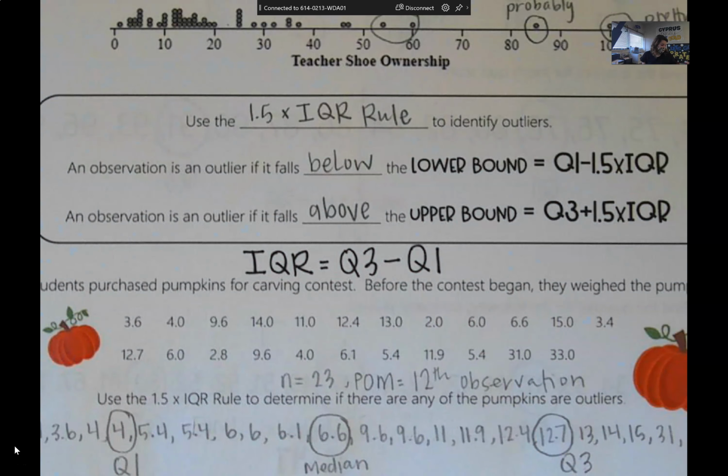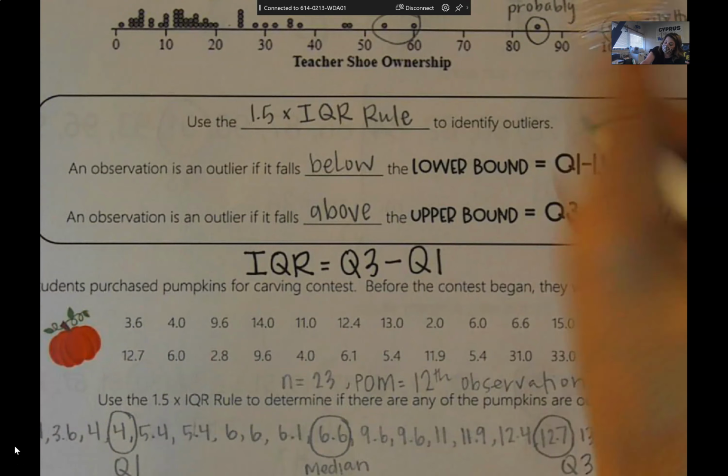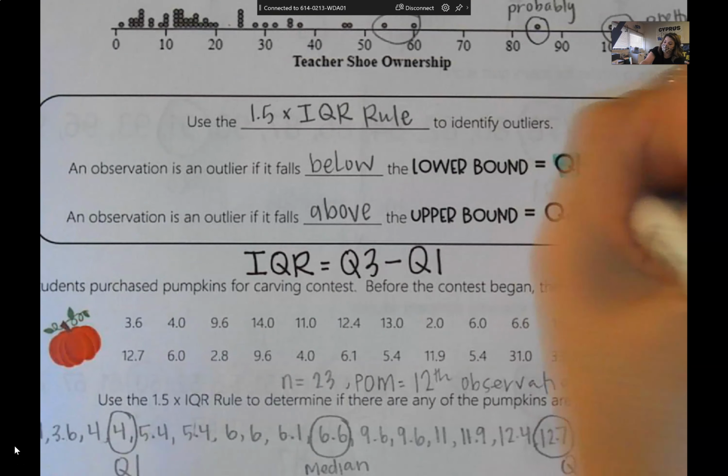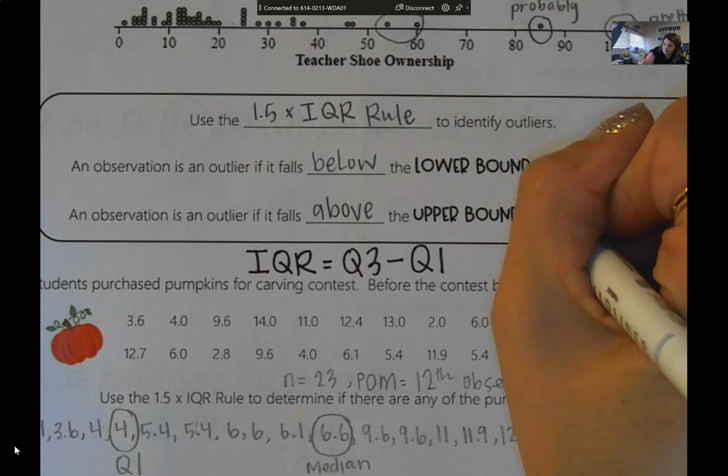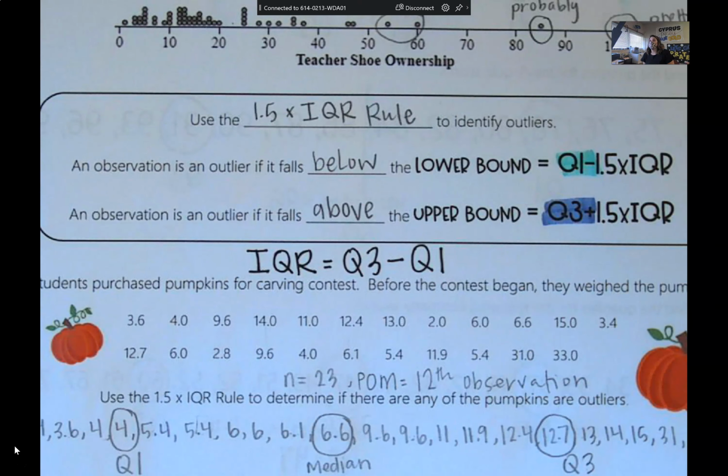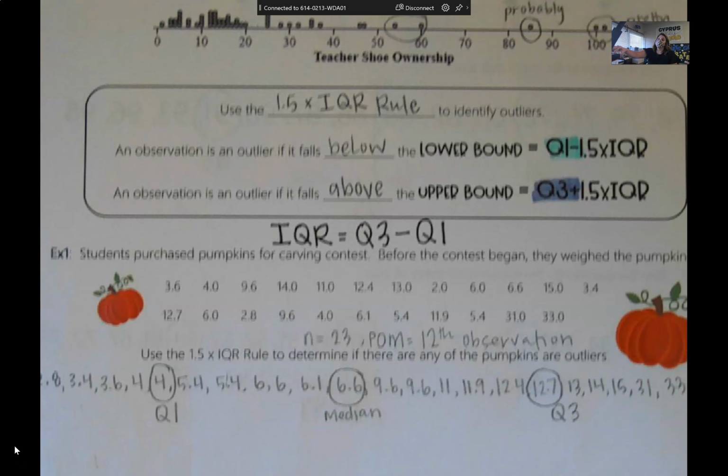So I just want to highlight a couple of things on that formula. The lower bound uses your first quartile and then it subtracts 1.5 times IQR. And the upper bound uses your third quartile and it adds 1.5 times IQR. So these boundary values are going to tell us how big is too big. At what point do we say something is officially an outlier? Or how small is too small?